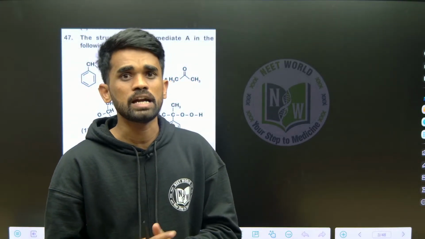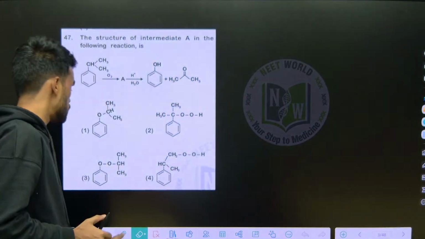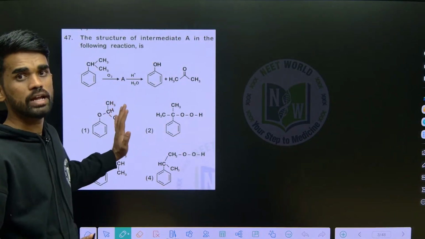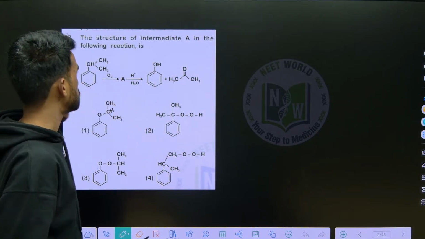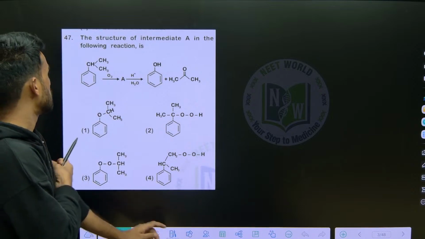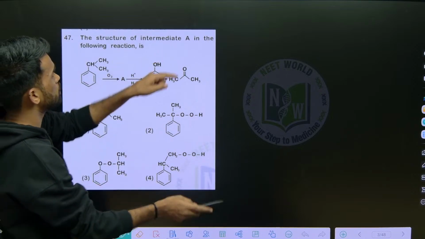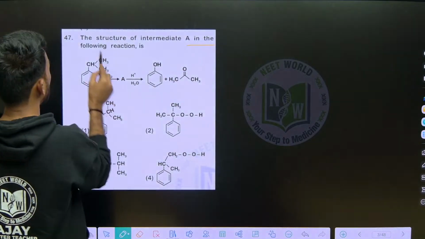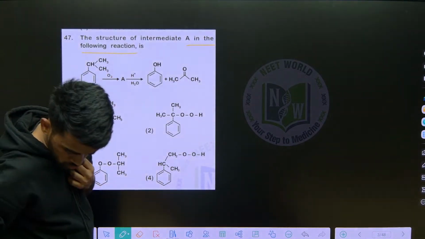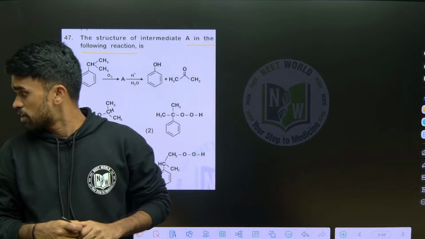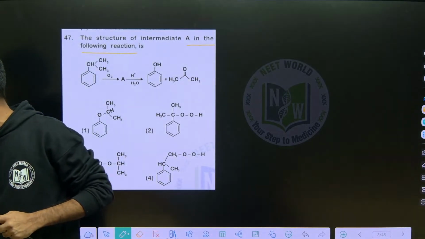Let us start our discussion of this 2019 question paper, and here I am starting with the chemistry part. Look into this: the structure of intermediate A in the following reaction is. This is the reaction given. Just confirm whether my voice is clear or not.